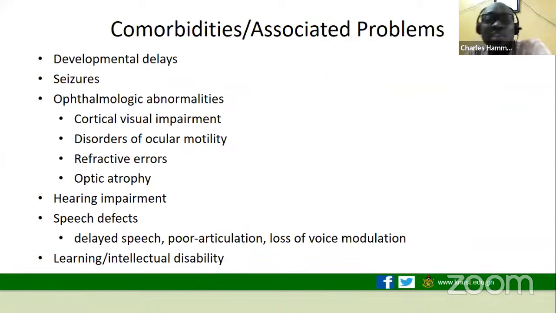So cerebral palsy often comes as a package. Unfortunately, you have a whole box of comorbidities with these patients, and the most common ones are the developmental delays and the seizures. They may also have visual abnormalities, including cortical visual impairment, refractive errors. They may have squints. They may have hearing impairment. Speech defects are common. Learning disabilities or intellectual disabilities is also a common comorbidity.